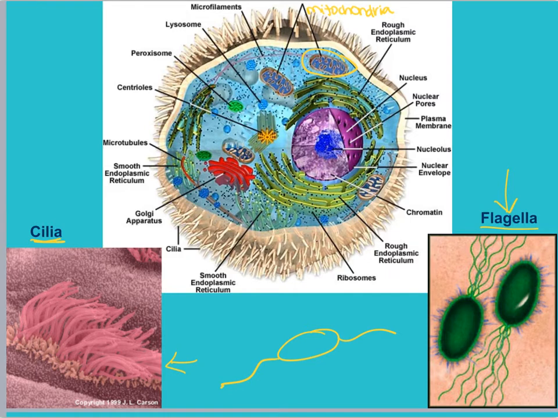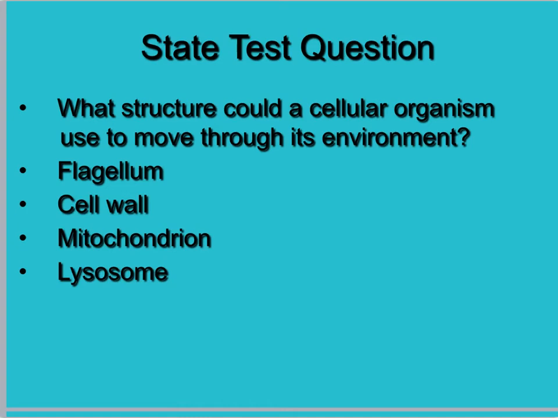Then because this is an animal cell, it has centrioles. They're usually in pairs close to the nucleus because they help when the cell gets ready to divide. Lysosomes are also something you see only in animal cells, and they help with digestion. So just a few structures to look at there. What structure could a cellular organism use to move through its environment? Would you use a flagellum, cell wall, mitochondrion, or lysosome? Hopefully you picked flagellum, the tail.